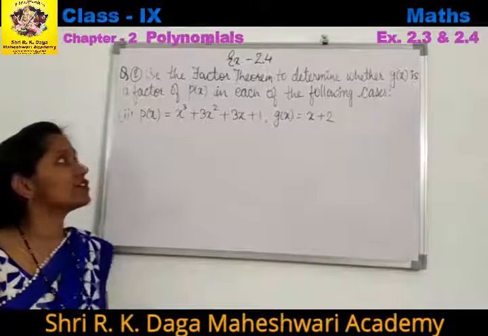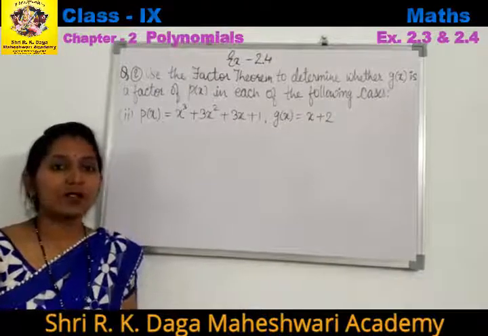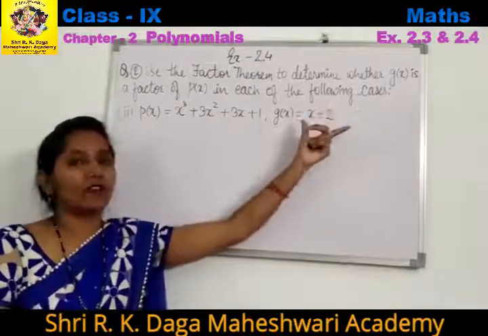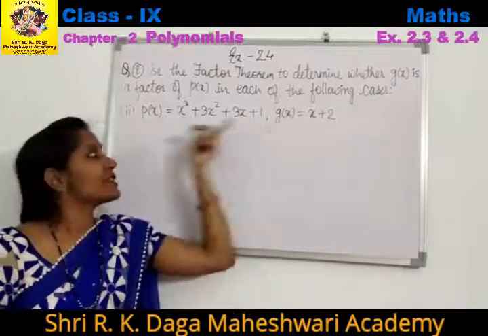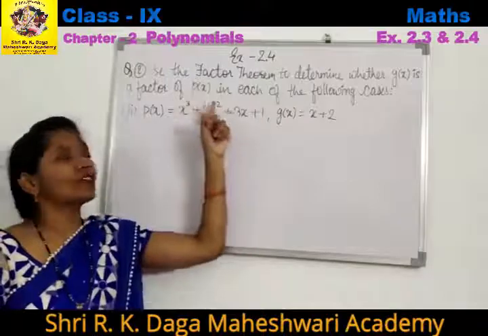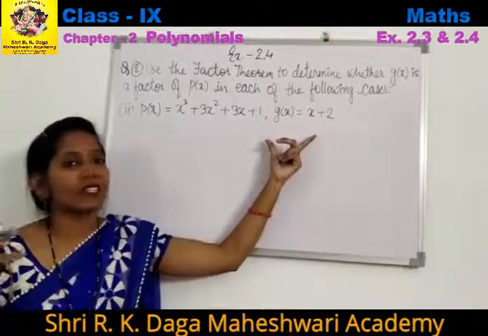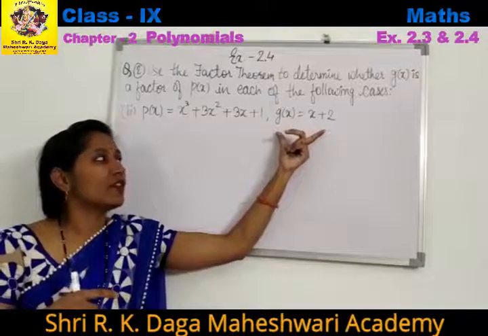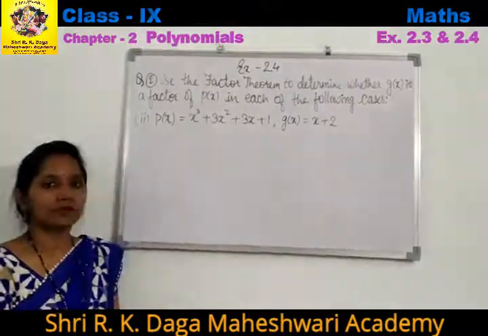x is a factor of p of x in each of the following cases. इस क्वेश्चन में हमें कहा गया है कि हमें डिटरमाइन करना है कि g of x और p of x दो पॉलिनोमियल गिवन है, g of x p of x का एक फैक्टर है या नहीं है, whether a factor of p of x or not in each of the following case. मतलब आपको 3 डिफरेंट केसेस गिवन है, हर एक केस में आपको चेक करना है that g of x is a factor of p of x or not.